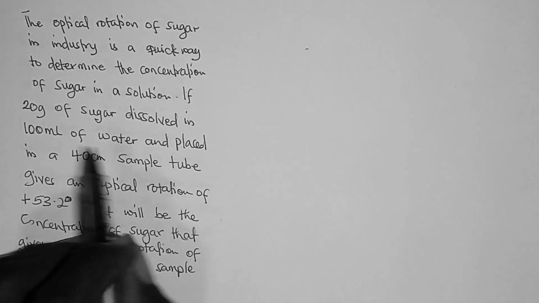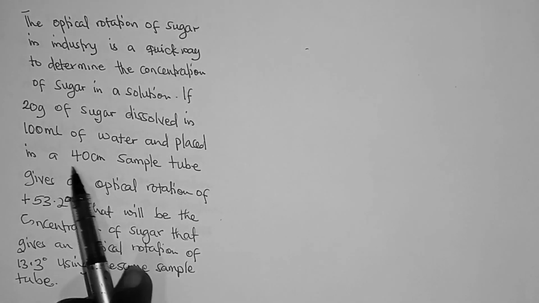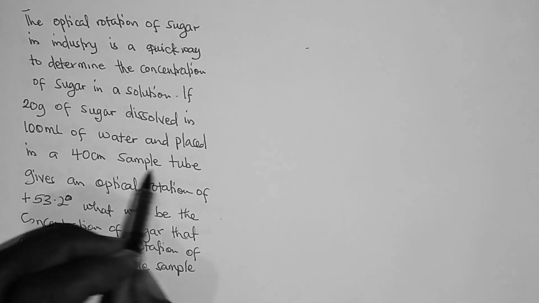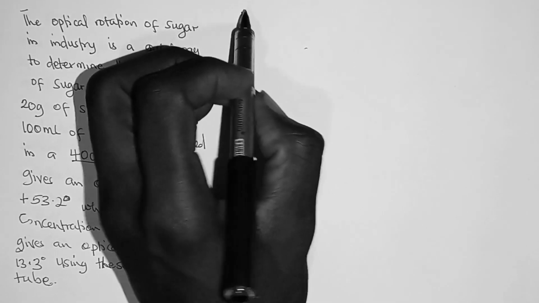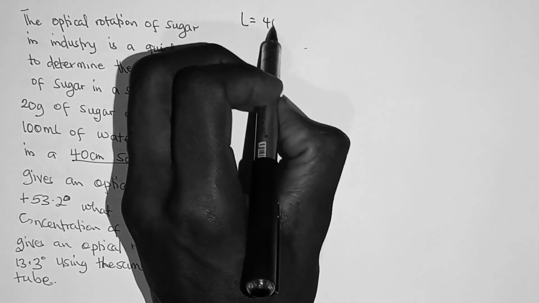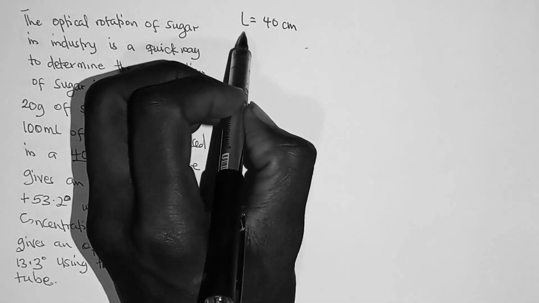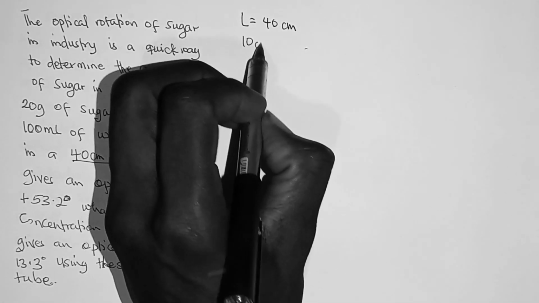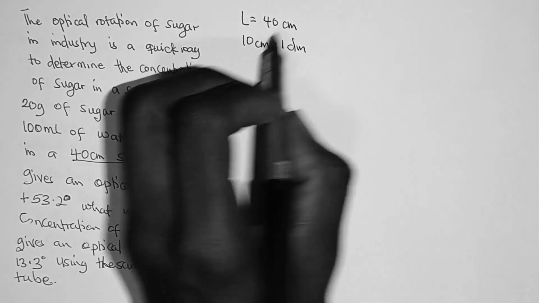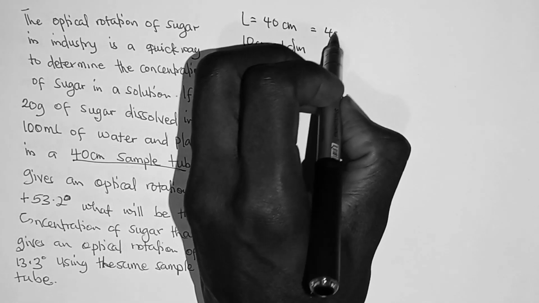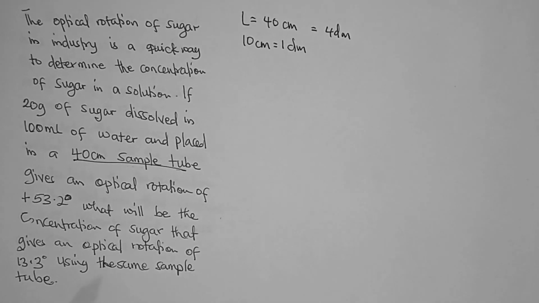So let's write down the information that was given in the question. The length of the sample tube was 40 centimeters. So the path length L is equal to 40 centimeters. But we know that 10 centimeters is equal to 1 decimeter. So 40 centimeters is equal to 4 decimeters.